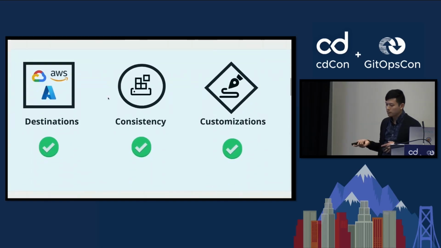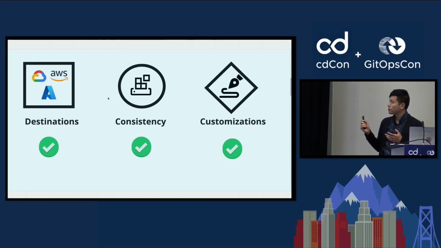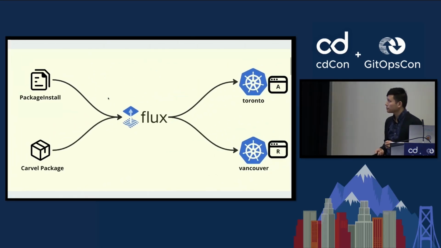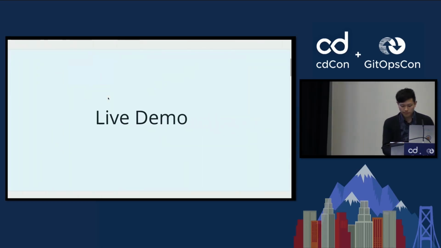And I'm going to repeat the same thing for Vancouver. So that gives us the last kind of goal we're looking for. We have the customizations of our application, we have the consistency of it, and now we have the flexibility to push it wherever. And that leads us to the end of stage 2, where we have our running apps on the different clusters. So let's go into a live demo.